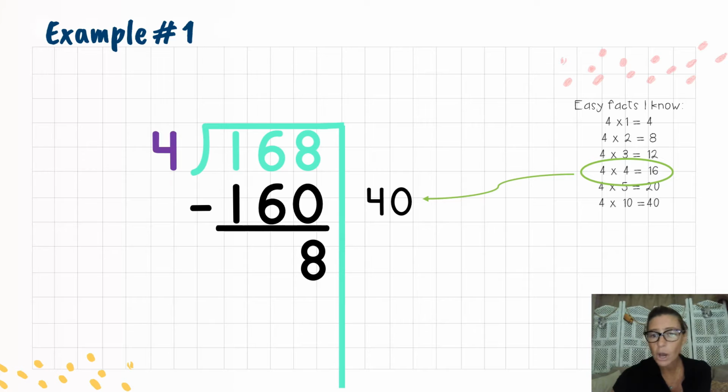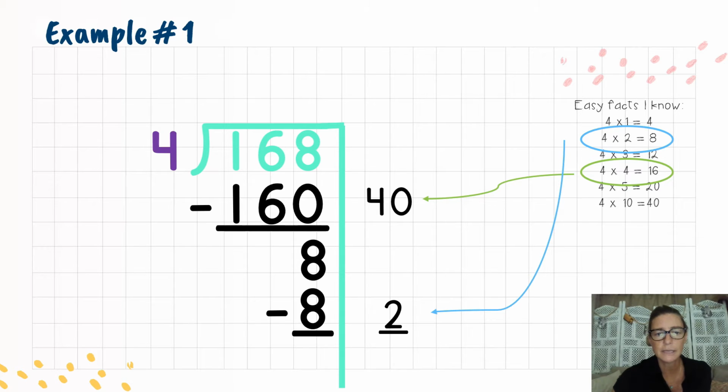Am I done? No, I'm not done because this number is still larger than this 4. So I need to go back to my easy facts, and I know, well, 4 times 2 gives me 8, so I am going to multiply my 4 times 2 to give me my 8. Then I'm going to do my subtraction, and then I'm left with 0. So now I know that I'm done.